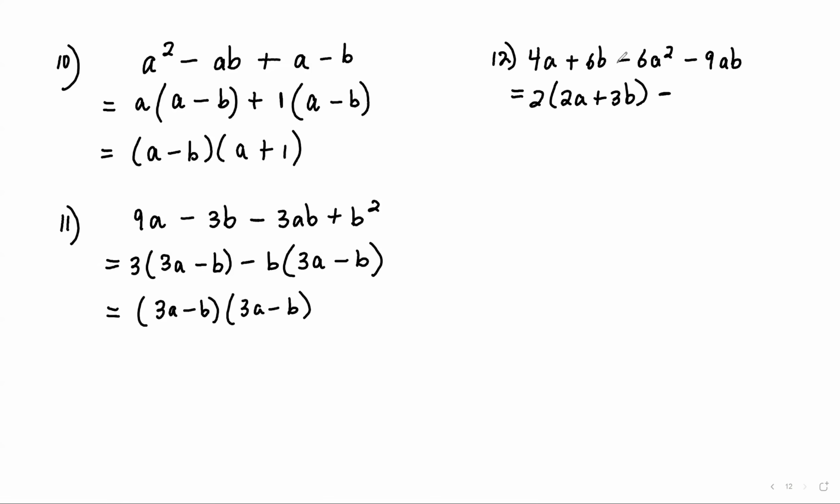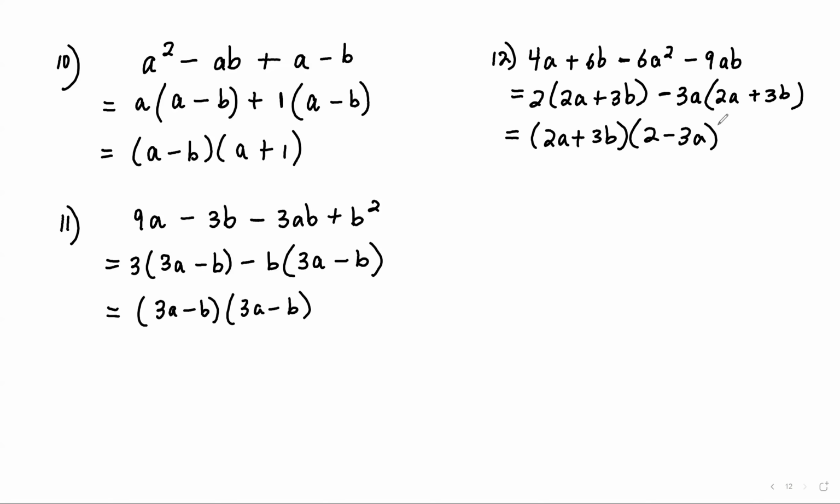And now this minus sign here, right? Common between 6a squared and 9ab is 3a. Minus 3a times 2a gives me minus 6a squared, and minus 3a times plus 3b gives me minus 9ab. So I have my repeated factor, 2a plus 3b by 2 minus 3a.